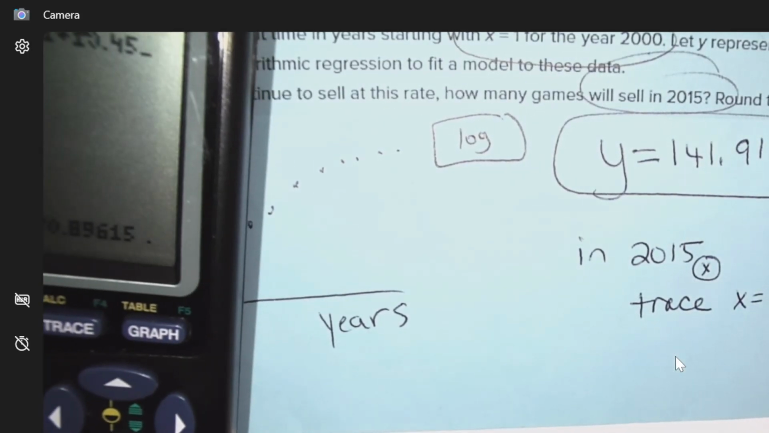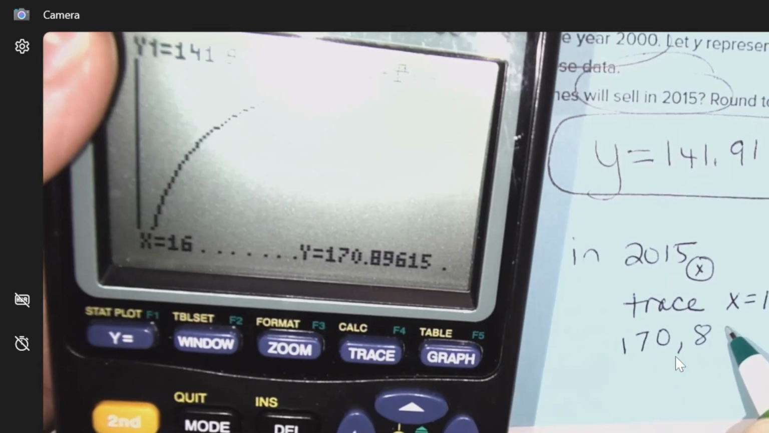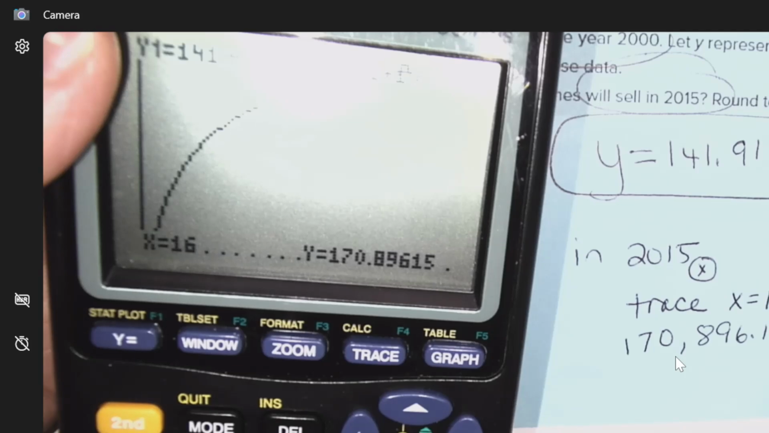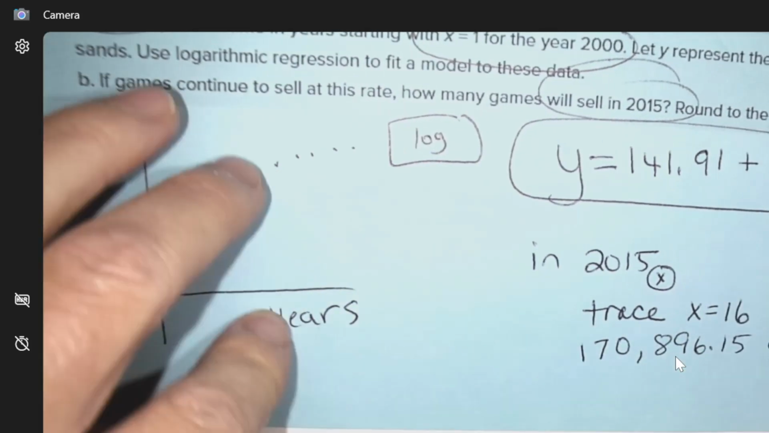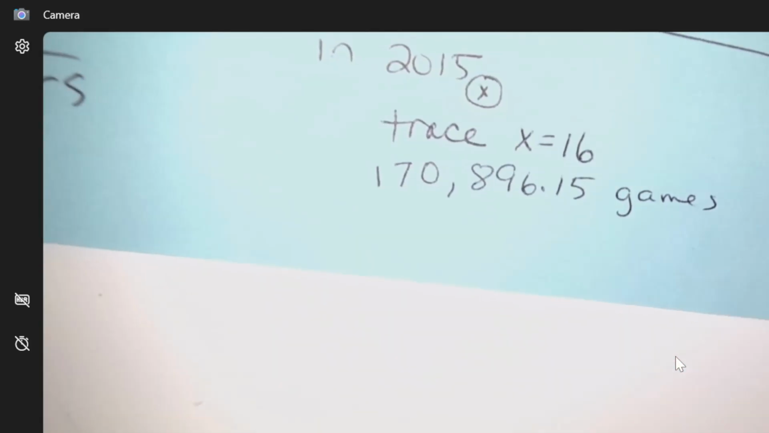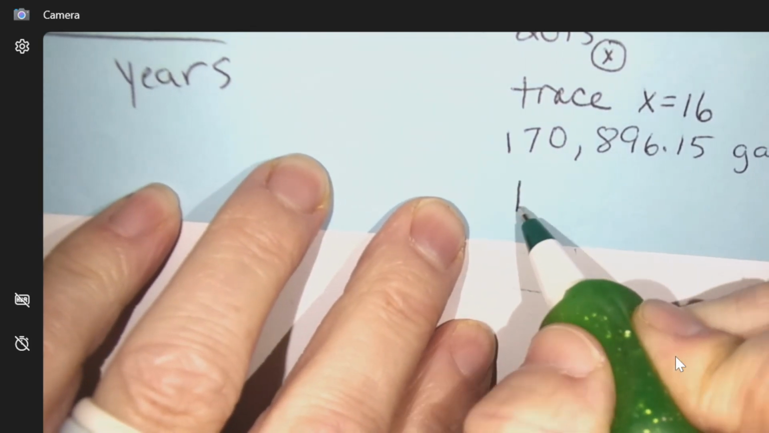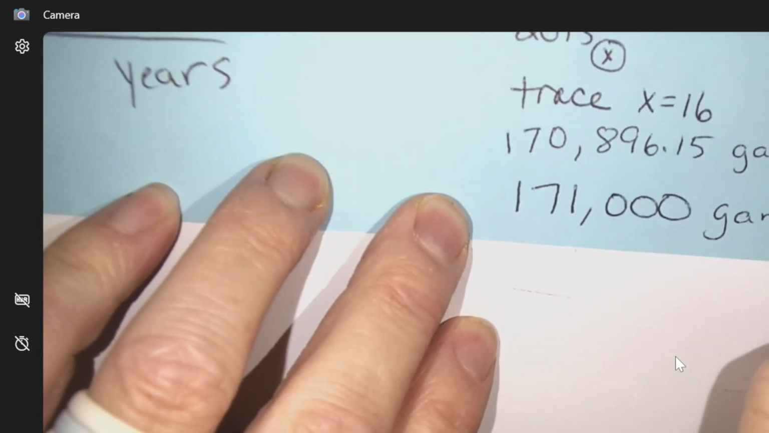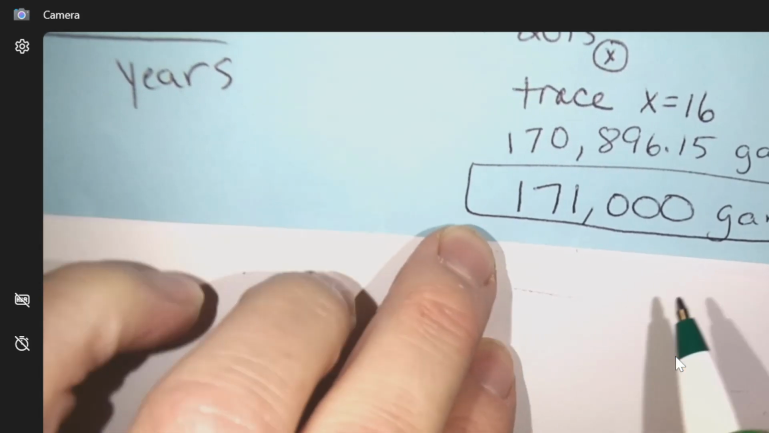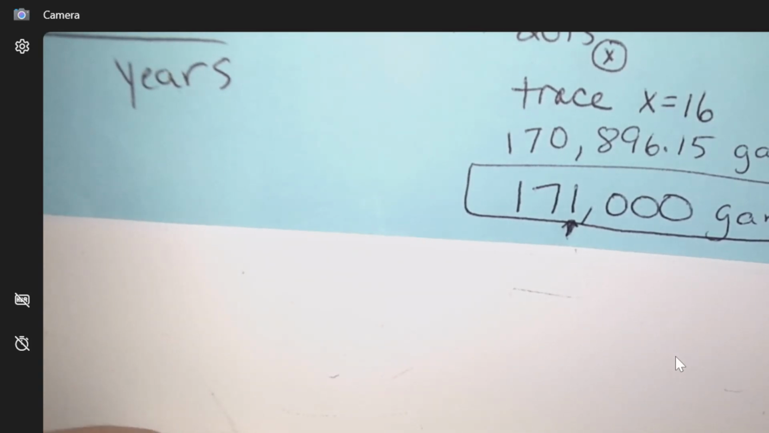Round to the nearest 1,000. So like this is the number. That's the number that I'm getting. Like if you thought about the number of games. So we're gonna go 171,000 games, like that, for rounding, because it's to the nearest 1,000 spot.